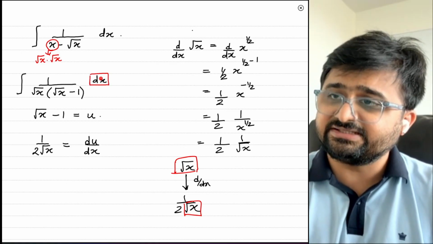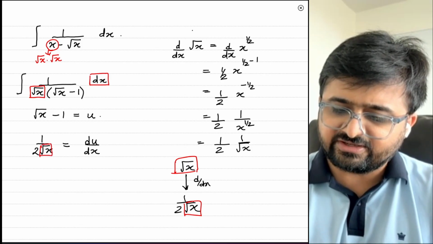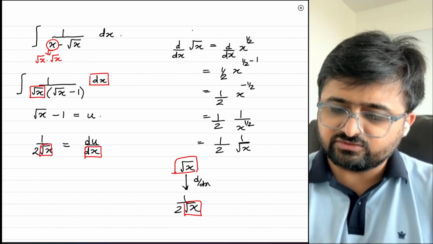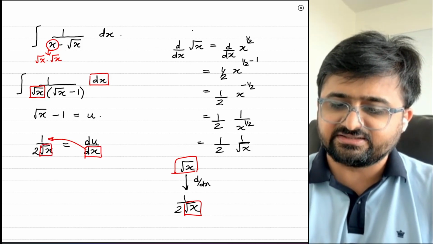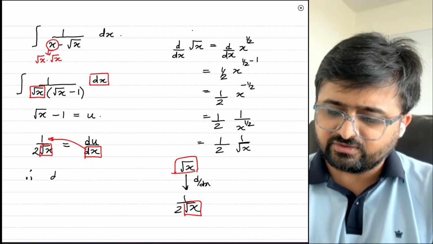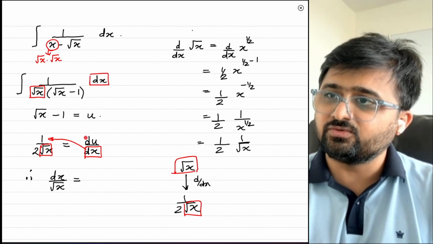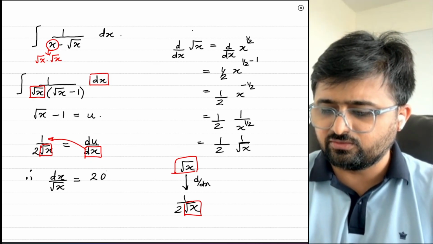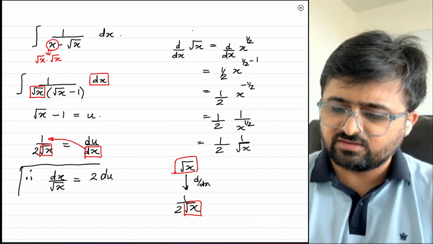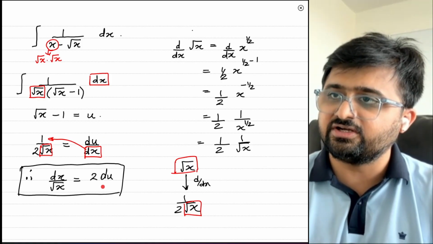If you notice, there is a dx here and there is square root of x over here. And then there is a square root of x here and dx here. So what you do, just multiply that dx on the other side. So that will give you dx divided by square root of x. So therefore, you have dx divided by square root of x, and multiply that 2 on the right hand side, it is nothing but 2 du. This is the equation that we'll use to convert that dx in terms of du.